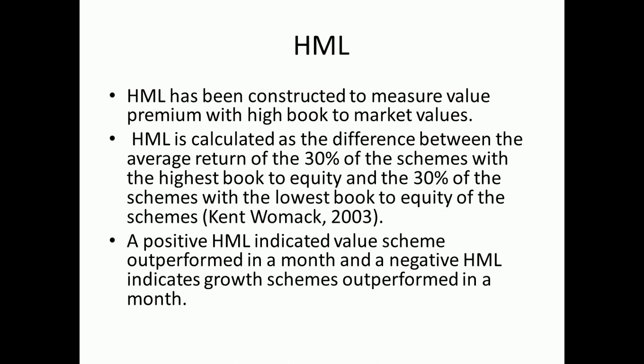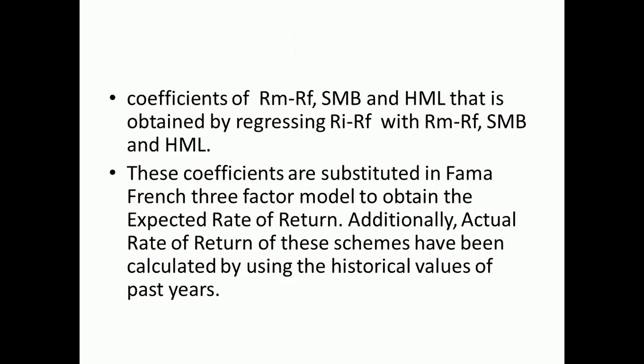So this also may vary. That is, we can take the top 5 and bottom 5, or 30 percent of funds, or 20 percent of funds. This 30 percent is given by Kent Womack 2003. In this presentation, I have taken the 5 top and bottom performing funds. A positive HML indicates value schemes outperformed in a month, and a negative HML indicates growth schemes outperformed in a particular month.